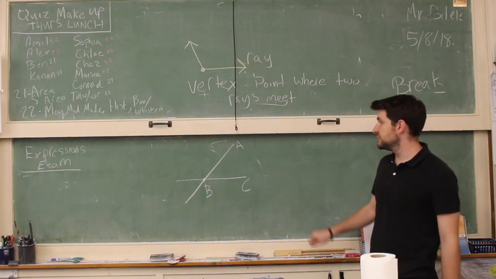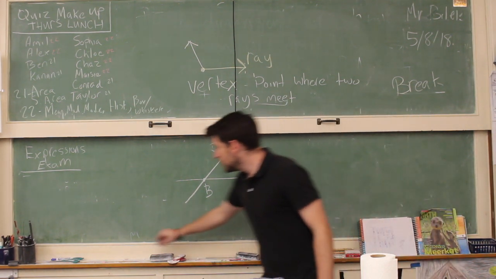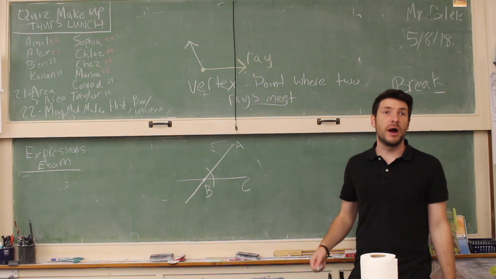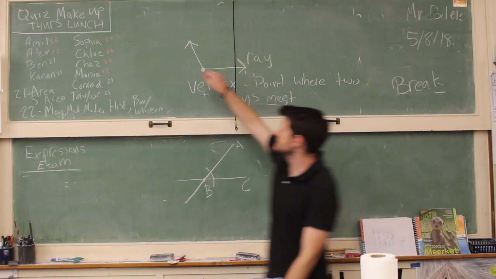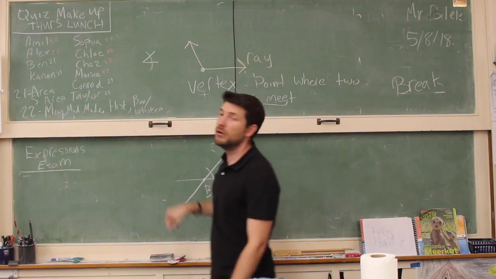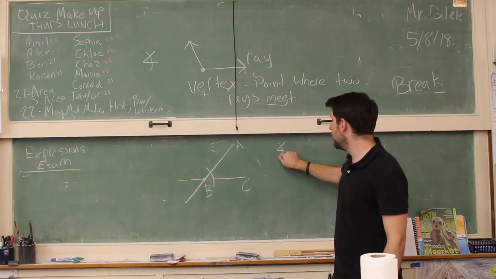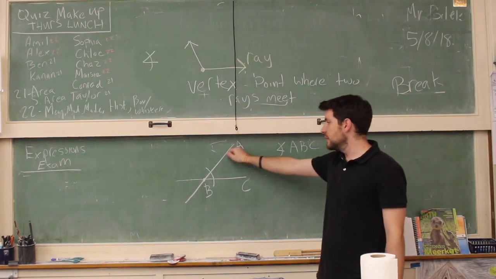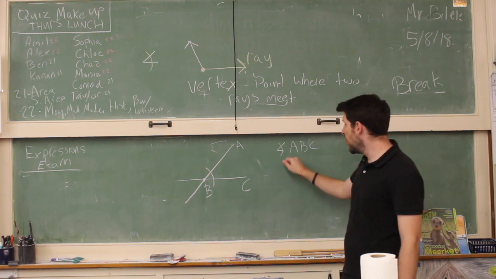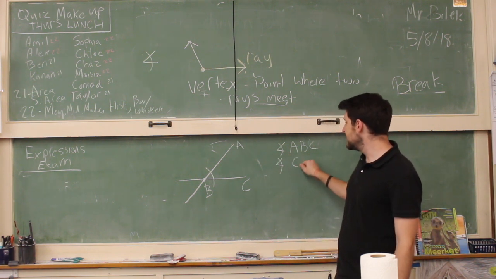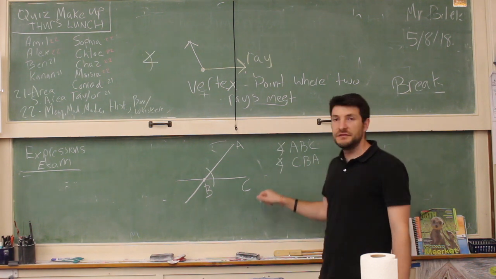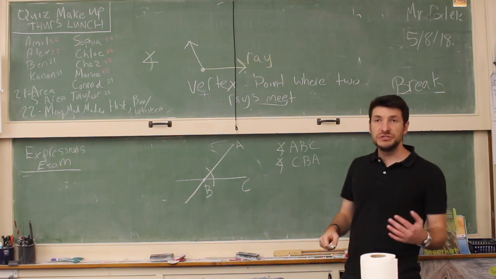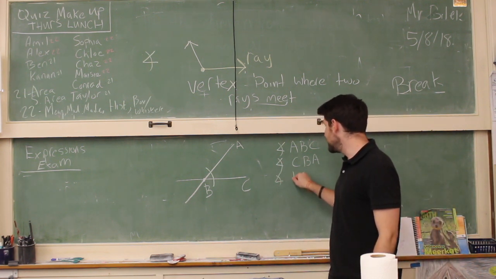So you can call this angle, this one right here, angle. And when I say angle, I want you to write the angle sign, which is this guy right here. This is my sign for angle. We can call this guy angle ABC. It's the angle formed by A, B, and C. We can also call it angle CBA, the angle formed by C, B, and A. We can also just call it angle B.